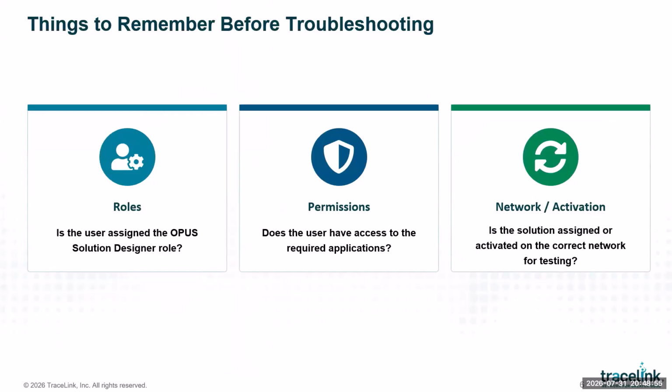Before troubleshooting a specific OSE issue, first confirm that you have these few things in check. The user should have the required OPUS Solution Designer role, because without that role, they may not be able to access or configure the company solution. Next, confirm that the user has the required application access and permissions for the configuration area they're working in. Finally, if the solution behavior is being tested, make sure the solution is assigned or activated on the correct network. Once these setup checks are confirmed, we can start troubleshooting the specific OSE area, such as pages, workflows, menus, or validation.